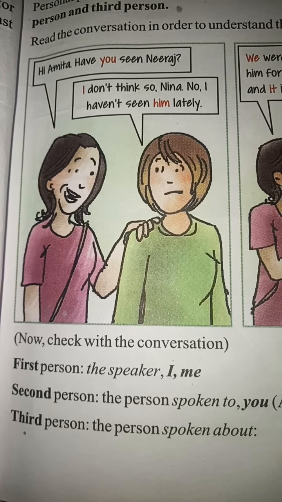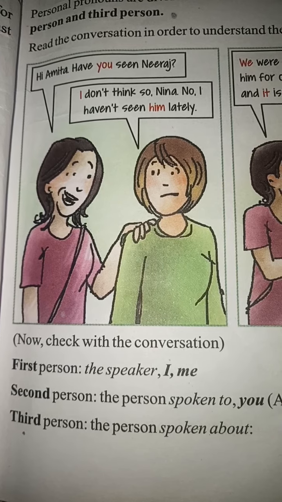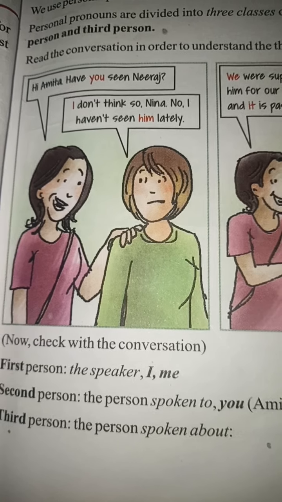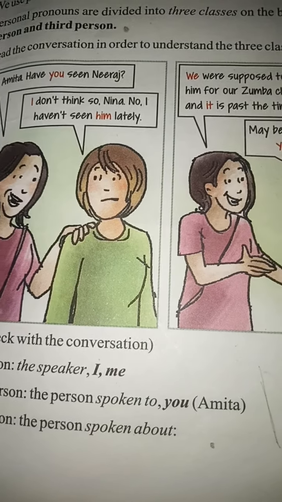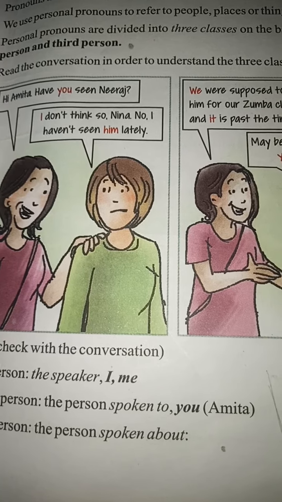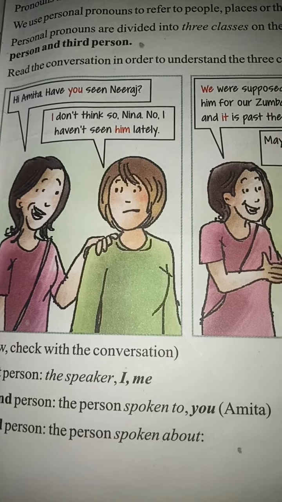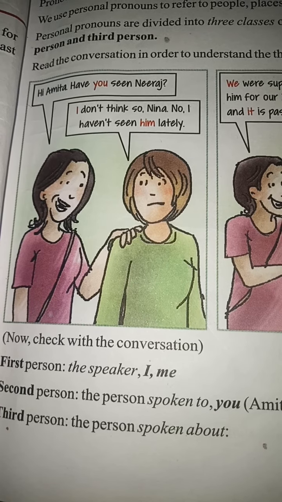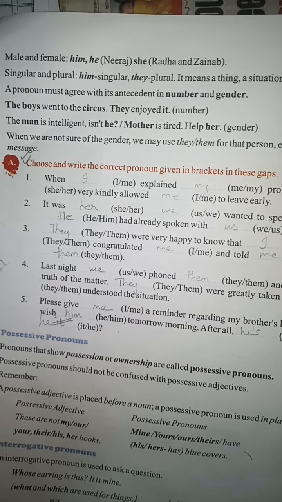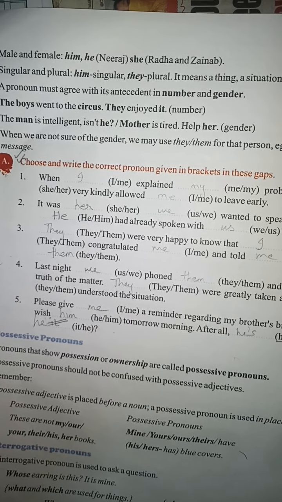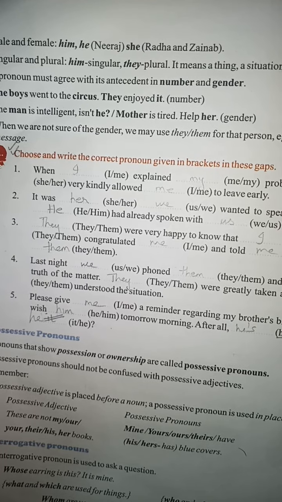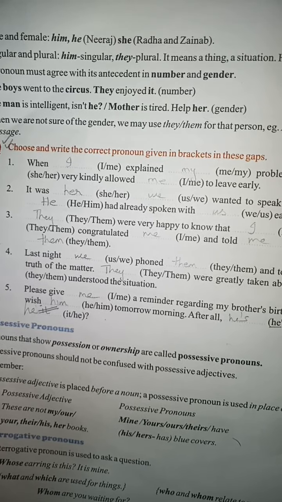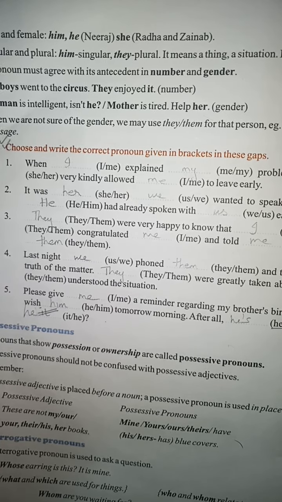Now let us check with the conversation. First person, the speaker, is I and me. Second person, the person spoken to, is you. That is Amita. That means that you is used for the second person. Third person is the person who is spoken about. In the conversation we just read, male and female are referred to as him and he. Him and he both have been used for Neeraj. She has been used for Radha and Zainab.